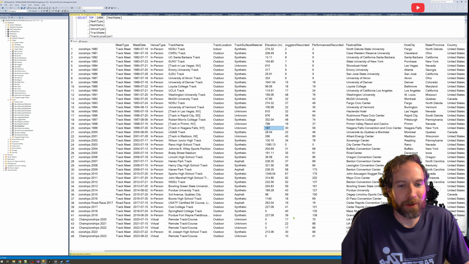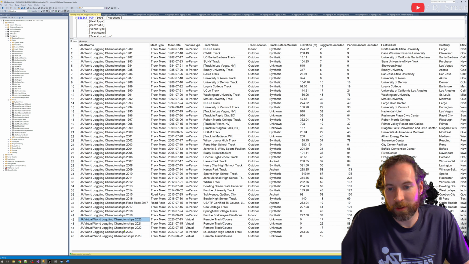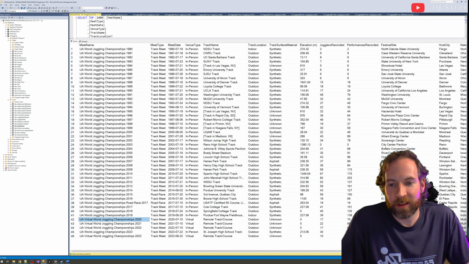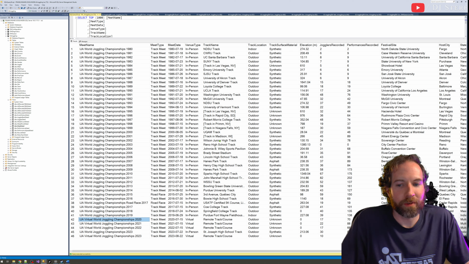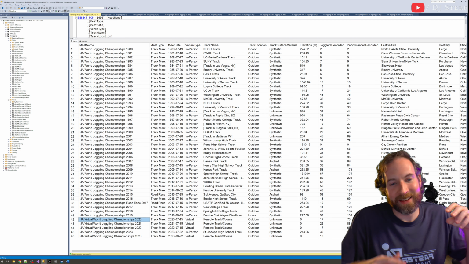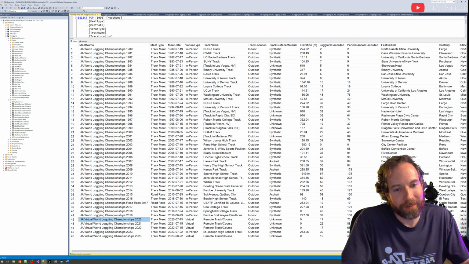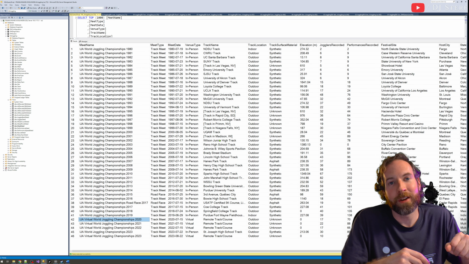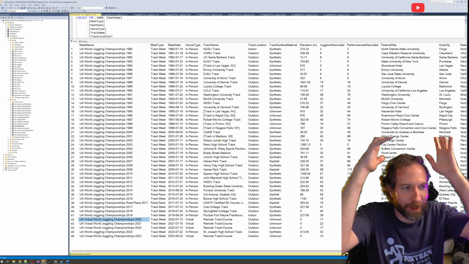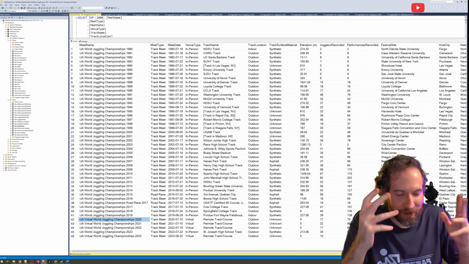Now you have the number of jogglers recorded and number of performances recorded. So you notice as well that there was a virtual World Joggling Championship starting in 2020. So I threw out the idea to the organizers to have a virtual joggling competition during the pandemic, so that if you could get out, then find a track and make sure you're not violating whatever, and you get your times done, but you have to have a GoPro or an Insta360 camcorder, like I use an Insta360 action cam.